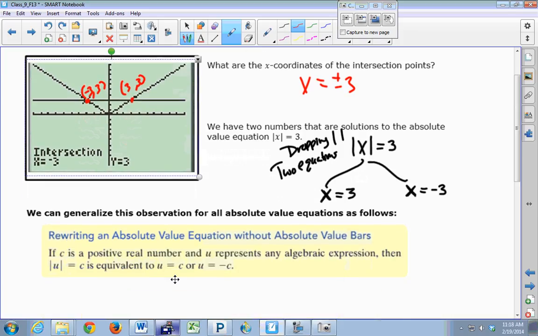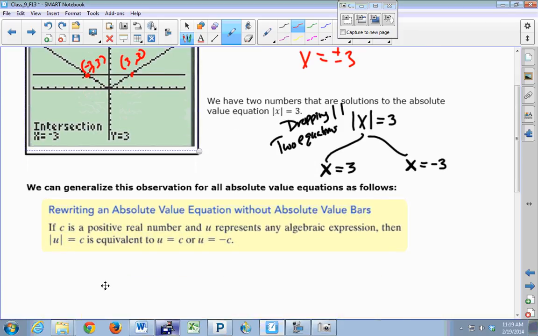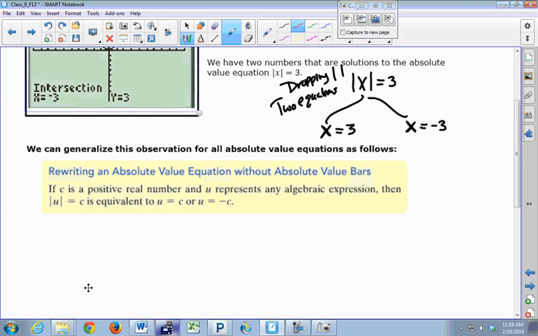All right, so this is a strategy that we use for solving any absolute value equation. Notice your absolute value is isolated on the left side, and you have something in between, some expression. It could be as simple as x, or it could be 10x plus 5 inside there. It doesn't matter what it is. It's going to equal c, c being a positive number. And to solve this, you literally drop your absolute value symbols and you set the u inside equal to c or its opposite. And that's the strategy you use to solve all absolute value equations.